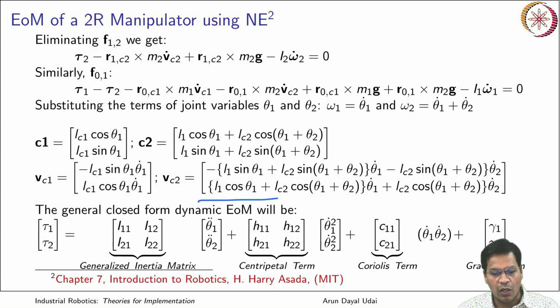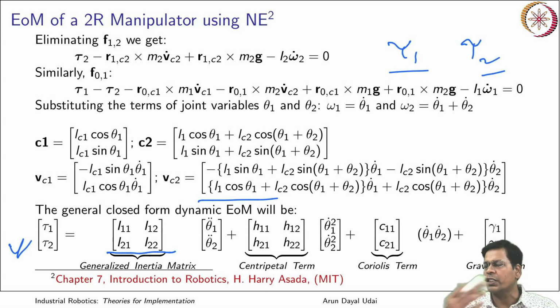Substituting all those here, you can obtain the generalized closed form dynamic equation of motion like this. Now you have to organize all those elements in terms like this. So this becomes your generalized inertia matrix. You have to write the scalar equation of tau 1, similarly for tau 2, and pack them together the way we did in the Lagrange-Euler equation. So you get the generalized inertia matrix, centripetal term, Coriolis term, and the gravity term.